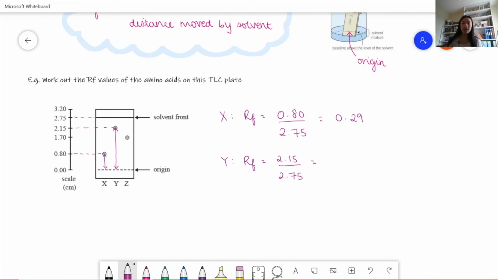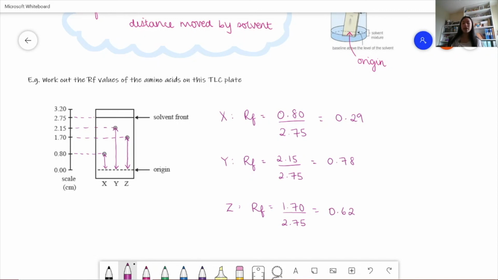And so we get 0.78. And then for Z, we have that the RF value is equal to the central part of Z, so where this 1.70 is, and then all the way to the origin. And so we have 1.70 over 2.75, which is equal to 0.62.